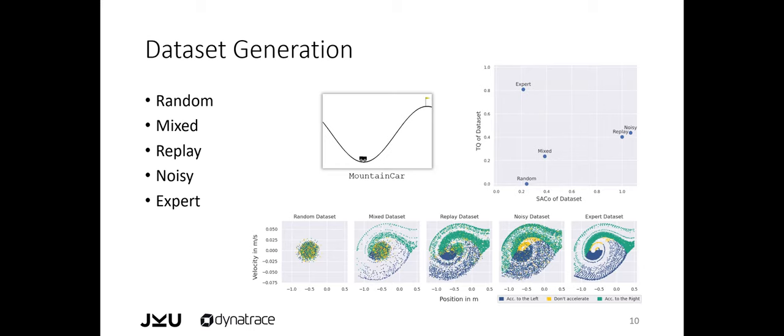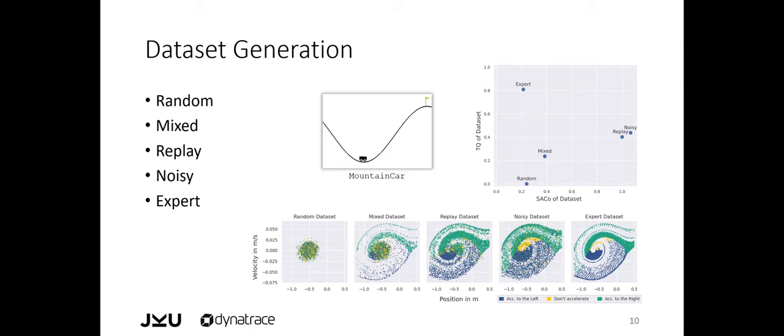So in the bottom row, you can see the visualizations of the state-action space distributions of these different data sets. And as one would guess for this simple mountain car environment, the random policy is quite centered around the valley, whereas the expert data set is very committed to this optimal trajectory of swinging up and down and getting out of the valley.